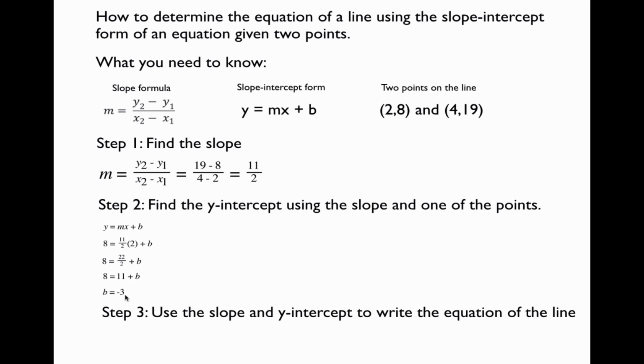Now just to check myself to make sure that it works, I'm going to do the same thing for my other input and output. So I'm going to plug in my input of 4, my output of 19. All right, solve the equation, and I get, sure enough, b equals -3. So now that I have a slope and a y-intercept, I can write the equation of the line, which is y equals 11/2 x minus 3, or because this can convert to a simple decimal, you could write y equals 5.5x minus 3.